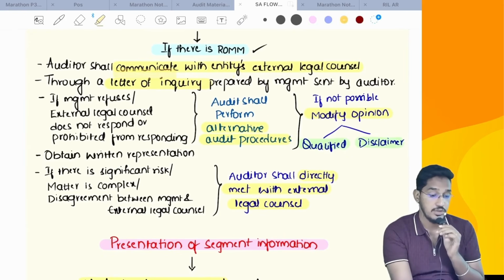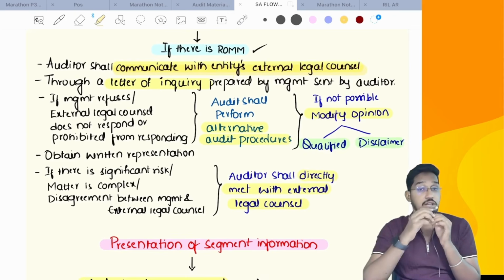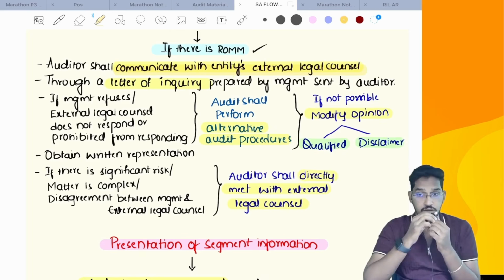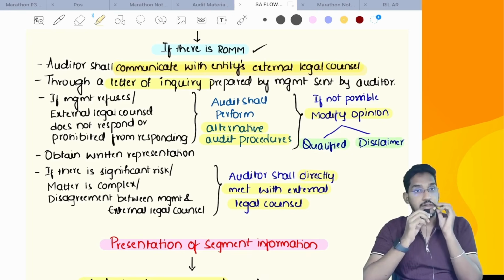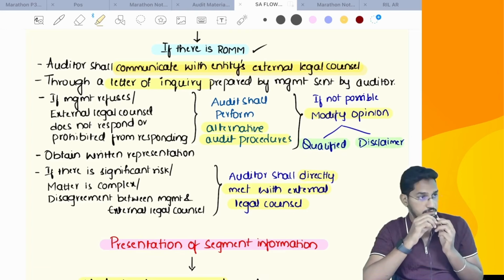Number one, the auditor shall communicate with the entity's external legal counsel. You have to go and communicate with the entity's external lawyer. For the purpose of fighting the case, they might have recruited the lawyer. Go and consult with the entity's external legal counsel. But if you go and ask something to the entity's external legal counsel, they will not respond to you. Why? Because you are not the person who is paying them the fees.